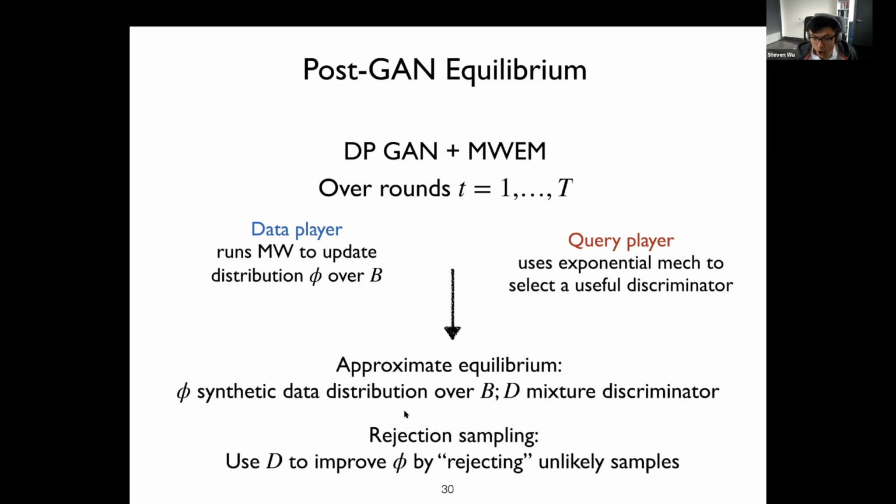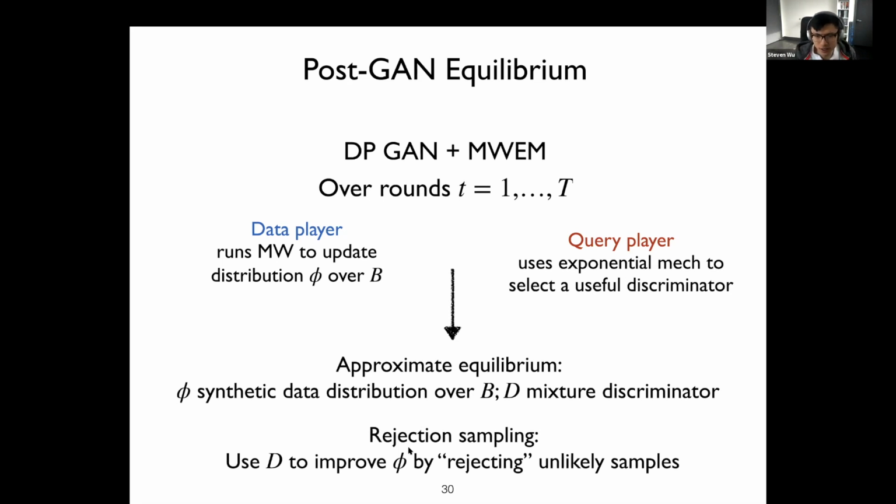What's nice about this is that you can also leverage the discriminator coming out of this equilibrium and use the technique of rejection sampling to further improve this synthetic data distribution, by rejecting what the discriminator thinks are the unlikely samples.